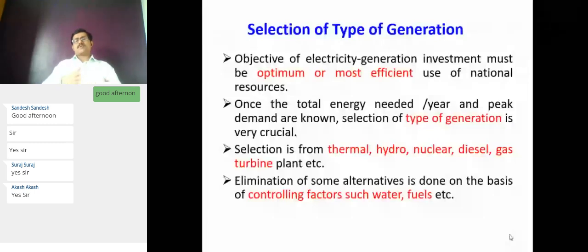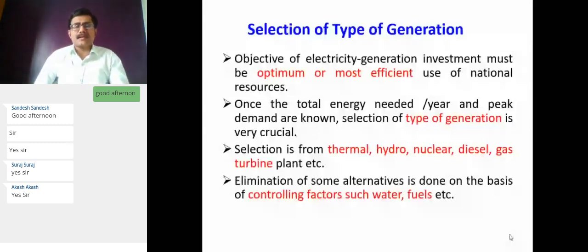elimination type. So if the water is not available, I will not go with the thermal, the hydro and the nuclear power plant. I will go with the small diesel power plant, or I will go with the gas turbine power plant. Likewise, I will eliminate the various options, which will help me finalize the type of generation from these five different alternatives. So this is a very general picture for the selection of the type of generation.